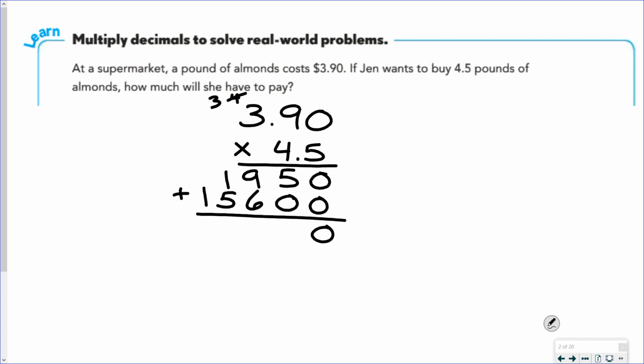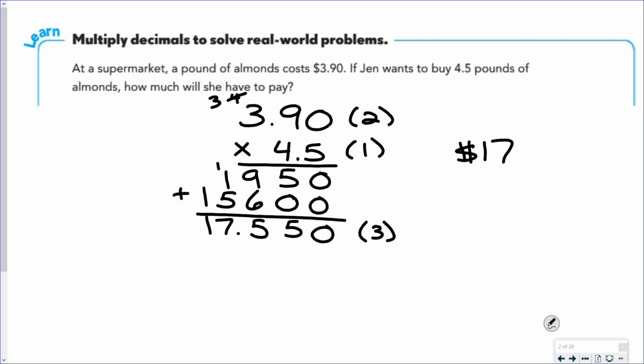0 plus 0 is 0. 5 plus 0 is 5. 9 plus 6 is 15. 1 plus 1 is 2. Plus 15 is 17. There are 2 digits after the decimal point here, 1 digit here, for a total of 3. And since it says how much will she have to pay, we're dealing with money. Money goes to the hundredths, so our answer is going to be $17.55.